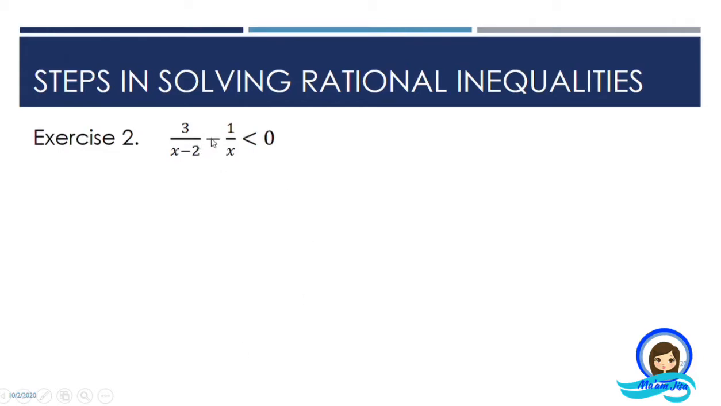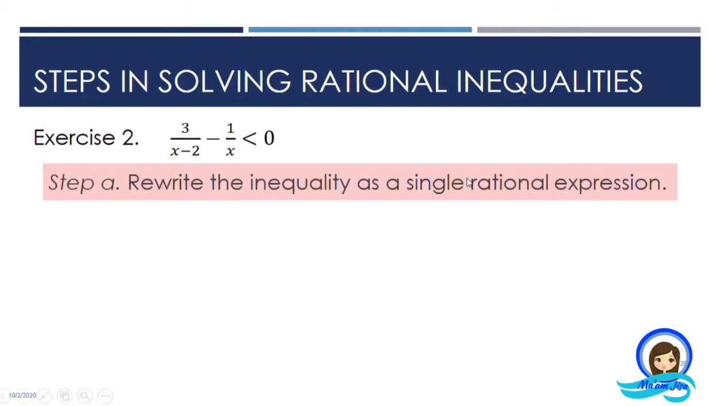So exercise 2 is 3 over x minus 2 minus quantity 1 over x less than 0. Again, the first step is to rewrite the inequality as a single rational expression. Now in this case, we need to find the LCD. The LCD between these two quantities is x times quantity x minus 2. So how did we get this? Our LCD, x times x minus 2, divided by x minus 2, is of course x, and then times 3. That's why we have here 3x.